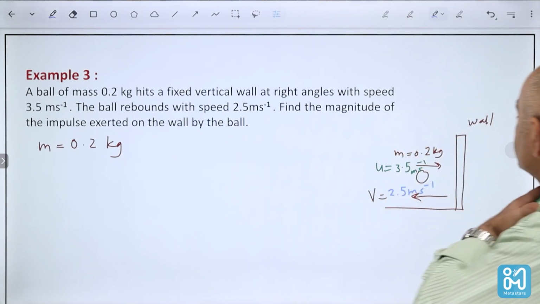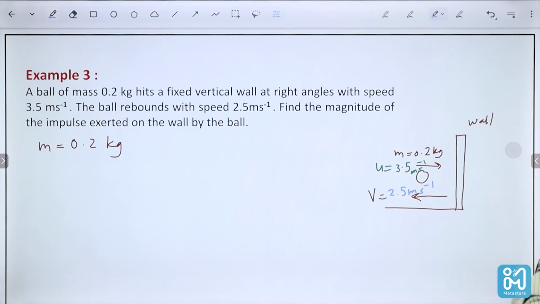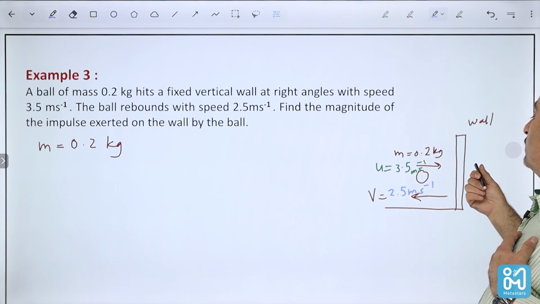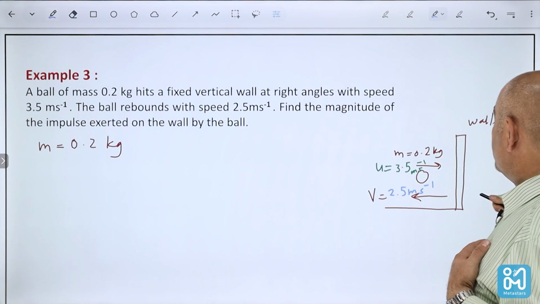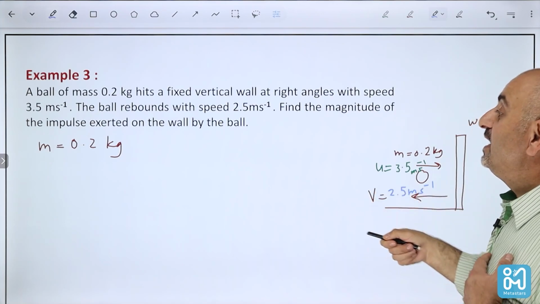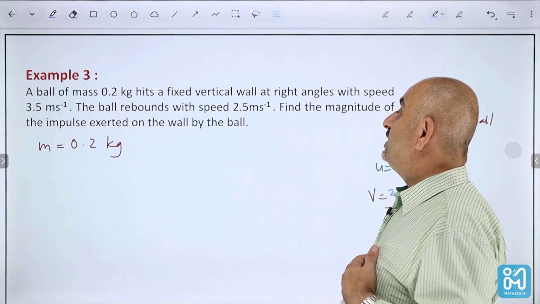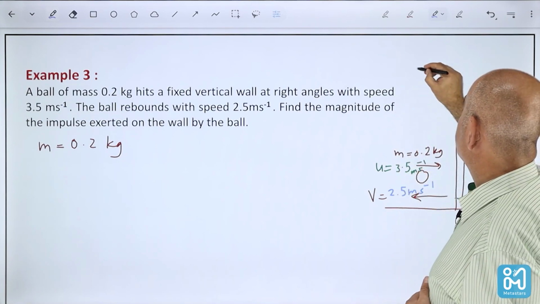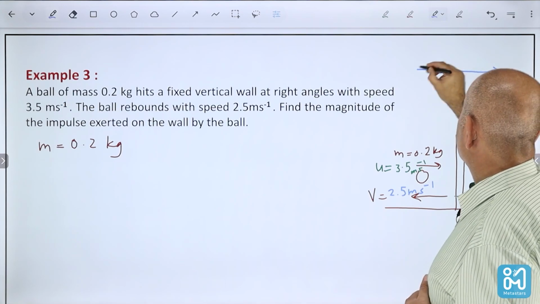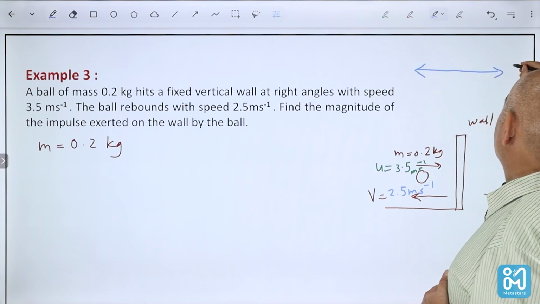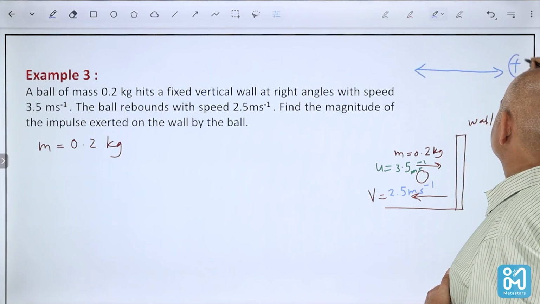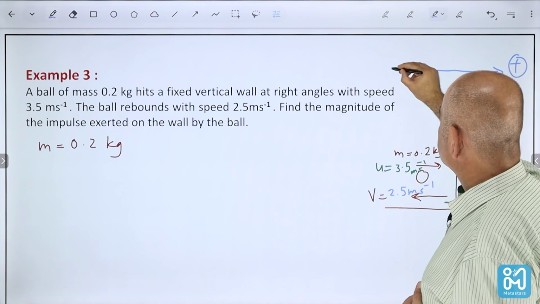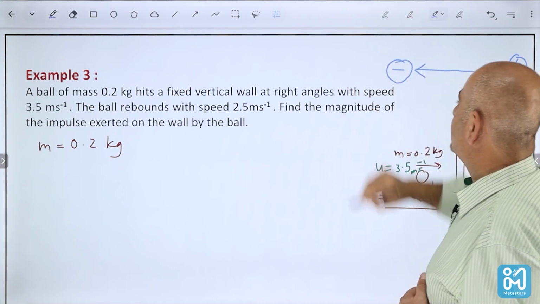Now, if you can tell here, the speed direction has been reversed. It was towards the right before collision, and now it's towards the left after it has rebounded off the wall. So we know it's going to adopt these directions. Any velocity going towards the right is considered positive. Any velocity going towards the left should be assigned a negative sign.